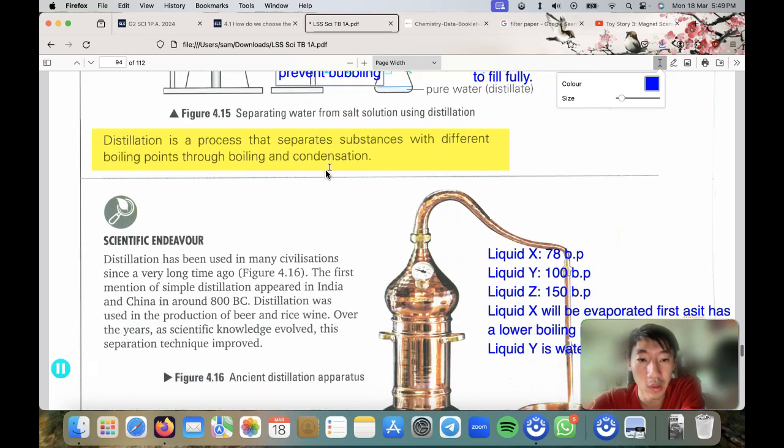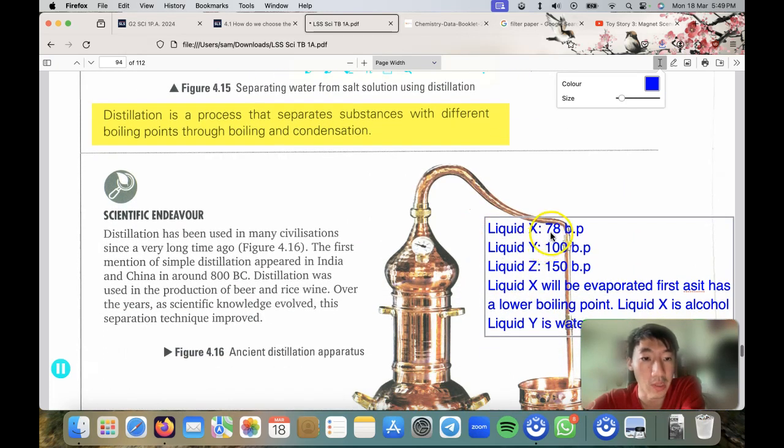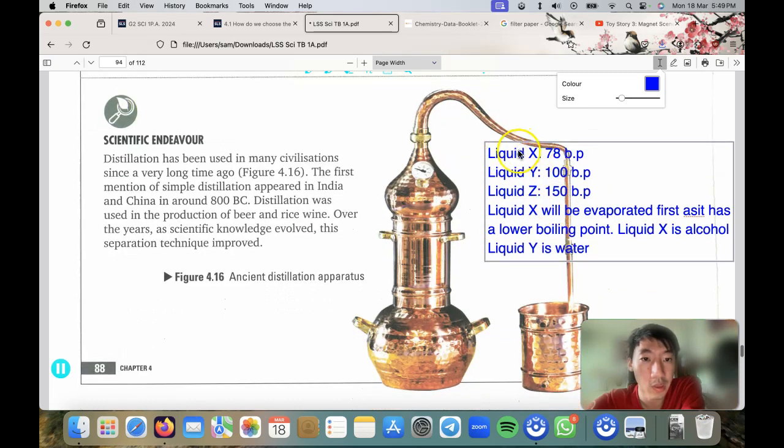Okay, so alcohol has a boiling point of 78. Okay, so let's see over here. Liquid X is my alcohol. It's a boiling point of 78. And my water has a boiling point of 100. Okay, and let's say I have liquid Z, which is, just call it liquid Z. Liquid Z has a boiling point of 150. Okay, what will we see if we use distillation?